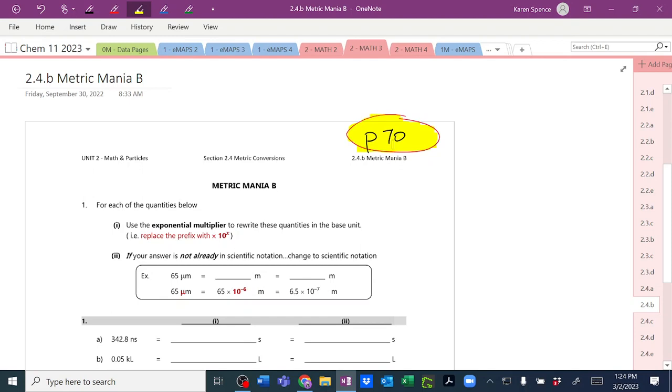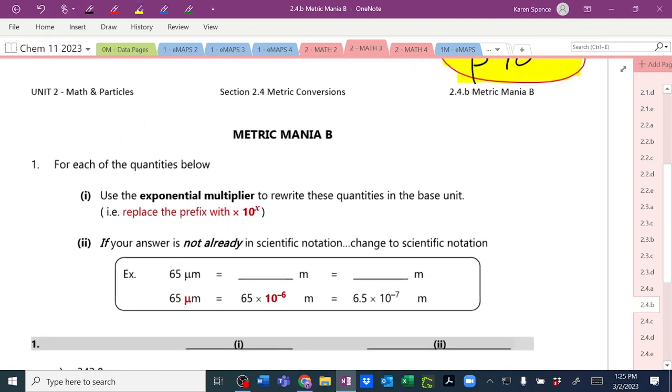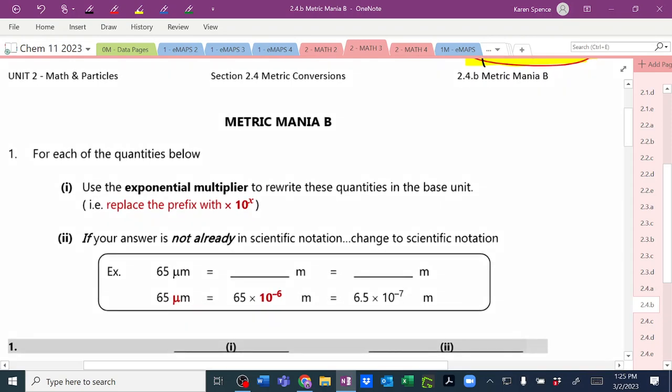How are we doing? Are we just about done that? And if we're not, that's okay. We're going to go on to page 70. If you've already started it on your own and you understand it, that's fine. We're going to do a few examples together. So what we're going to do on page 70 is use the exponential multiplier, which is just a big fancy way of saying times 10 to the whatever, times 10 to the x, okay?